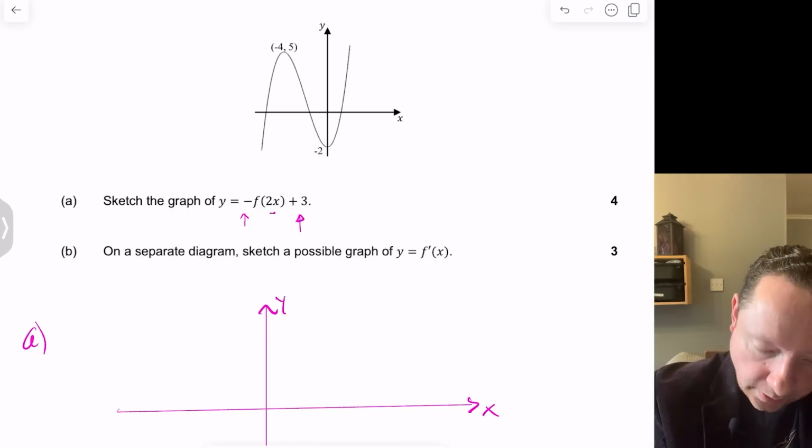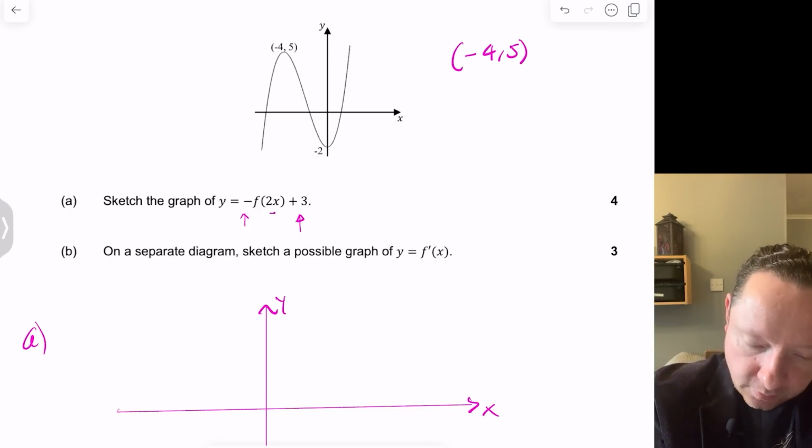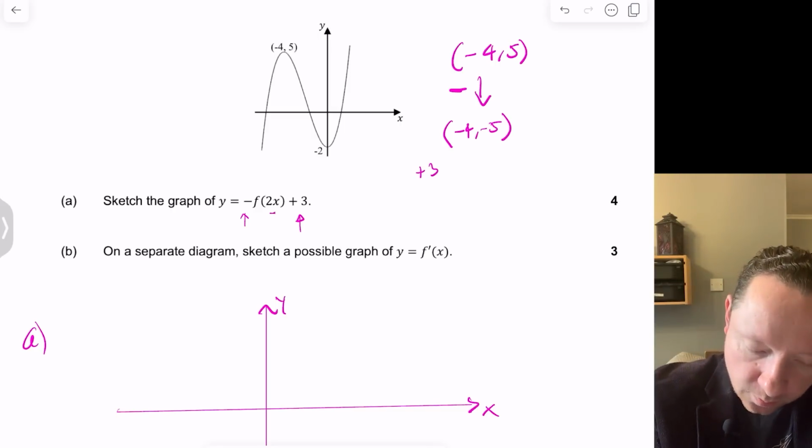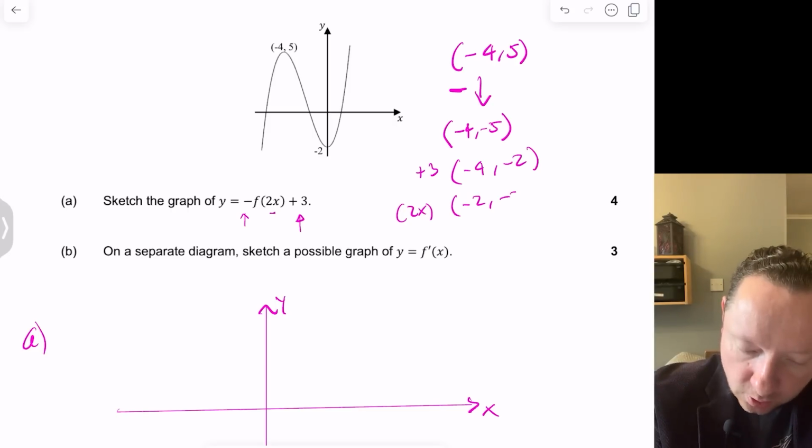So looking at my points, minus 4, 5 is what I've got to start with. So first thing I'm going to do is act on that negative. So if I act on the negative part, minus 4 becomes minus 5. And now, if I act on the plus 3 part, minus 5 becomes minus 2. But then the 2x bit means half the x coordinate, so minus 2, minus 2. So that's my first coordinate.